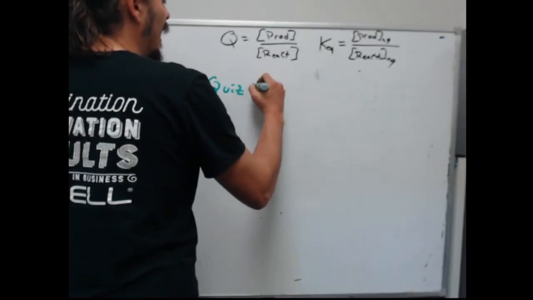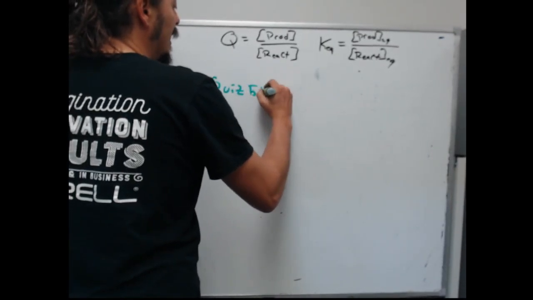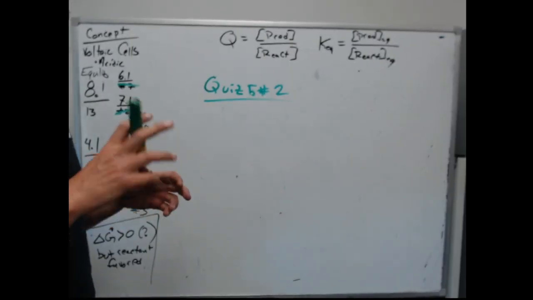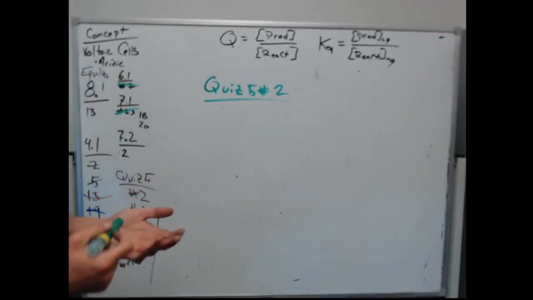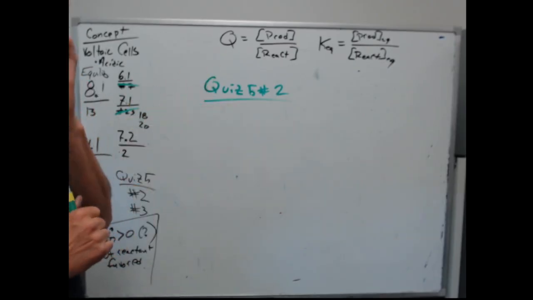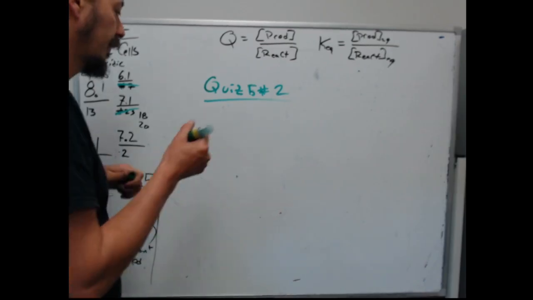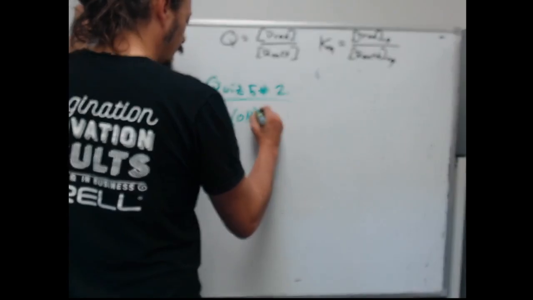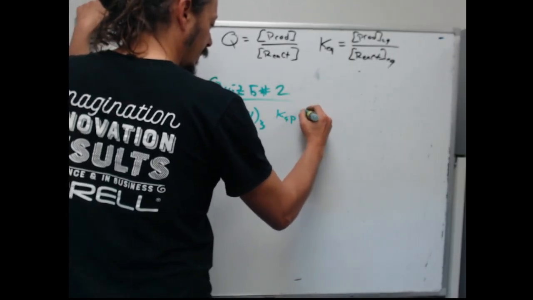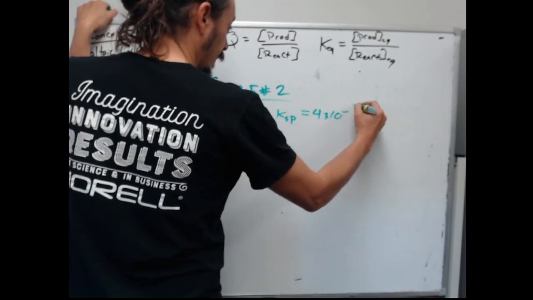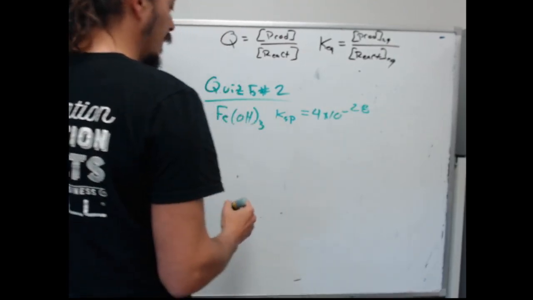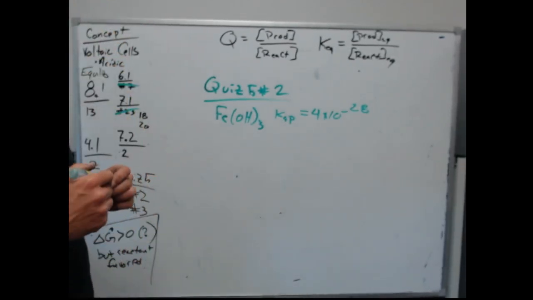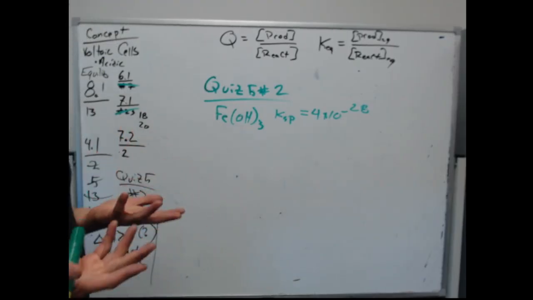Because you will all have potentially different random values and different random problems for the quizzes, I'm not going to do all of the variations. There's too many, but we'll just do your quiz 5 number 2. You know that for the ionic compound Fe(OH)3, the Ksp is 4 times 10 to the negative 28. What is the molar concentration of the cation Fe3+ and anion OH- in a saturated solution of Fe(OH)3 at 25 degrees?